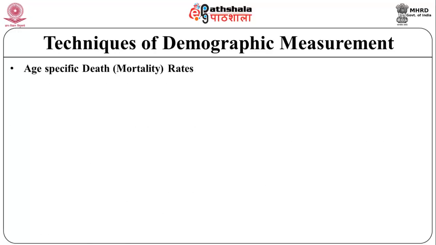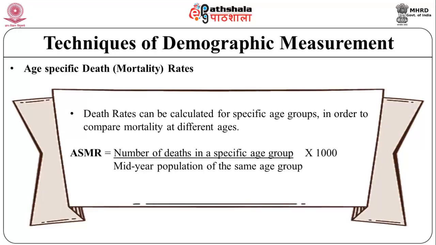Next is age-specific death rate or age-specific mortality rate. Now death rate can be calculated for specific age groups in order to compare mortality at different ages. As the formula says, it requires the number of deaths in a specific age group multiplied by 100. You can see the formula.